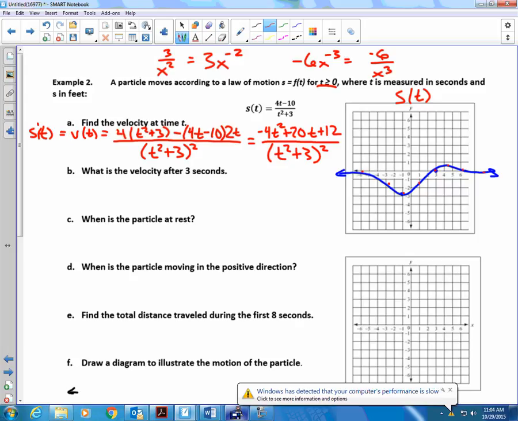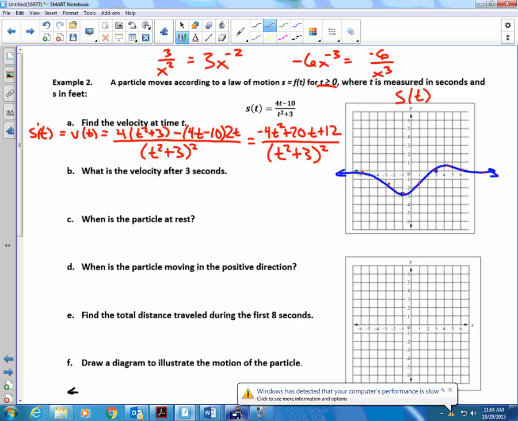Why is it always positive, Kyle? It's squared. If you square something, it's going to be positive. So it's like positive triple, right? Because t squared is positive. If you add 3, it's still going to be positive. And if you square it again, it's still going to be positive. The bottom is always positive. Okay? So that's something interesting to keep in mind. All right? Let's go to the next question, then we'll graph this.